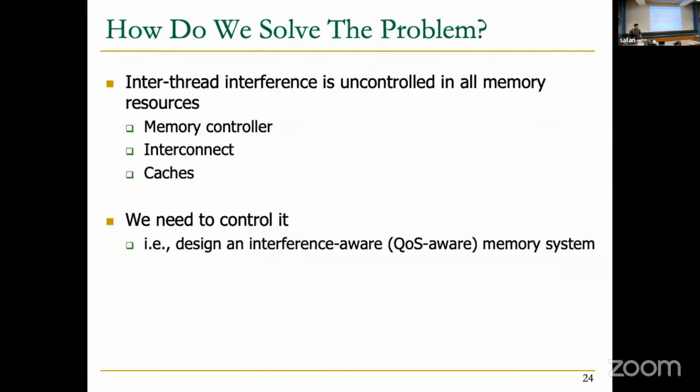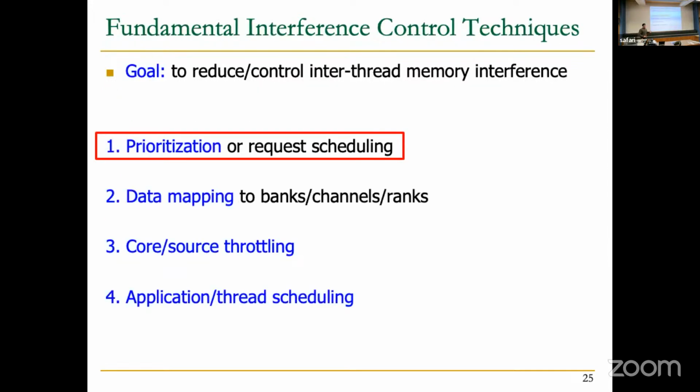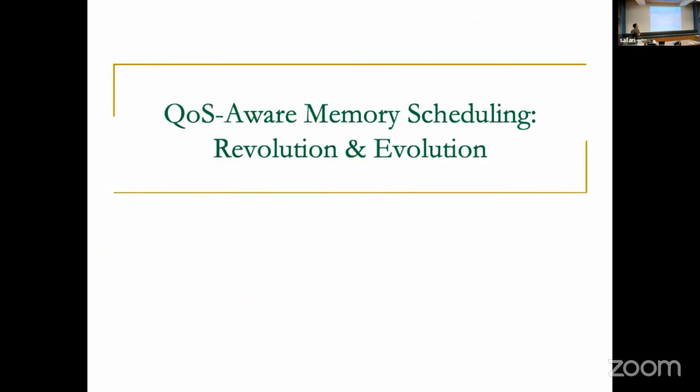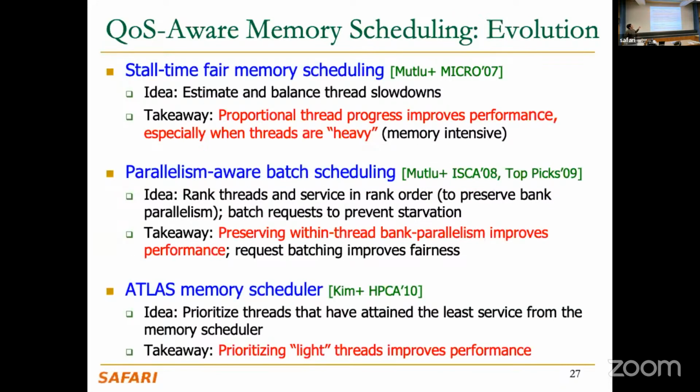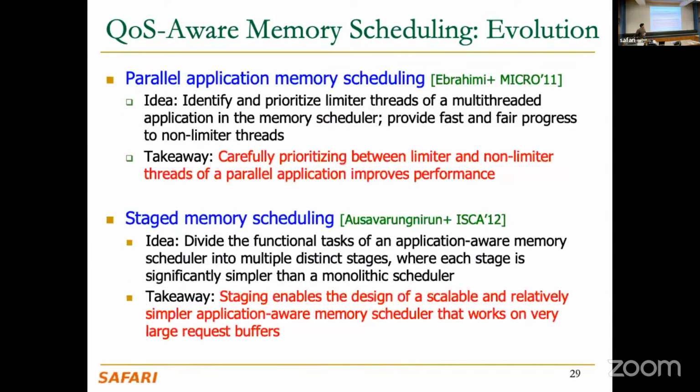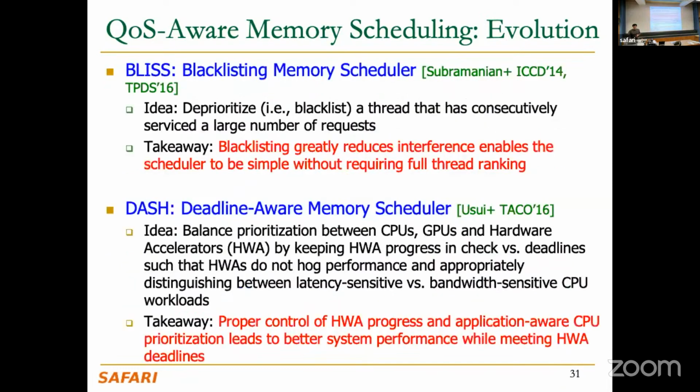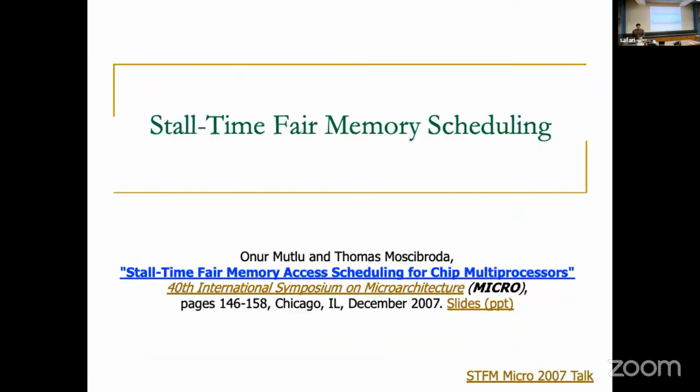And basically to resolve this problem, we need to control the interference in our systems. And for that purpose, we designed quality of service aware memory systems. We looked at techniques that prioritize requests based on our quality of service requirements in the last lecture. We looked at 3 of them: STFM, stall time fair memory scheduling, PAR-BS, and Atlas. Today, we're going to cover a bit more of these types of techniques.